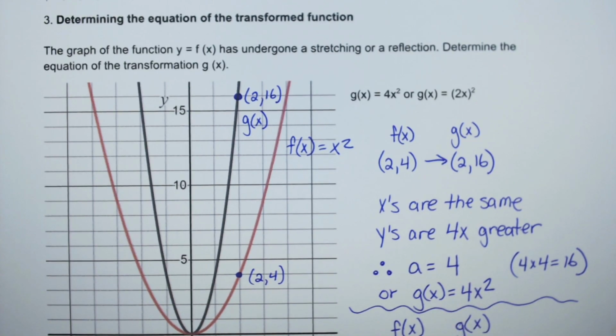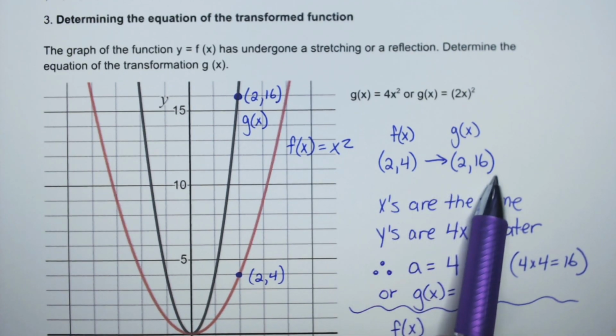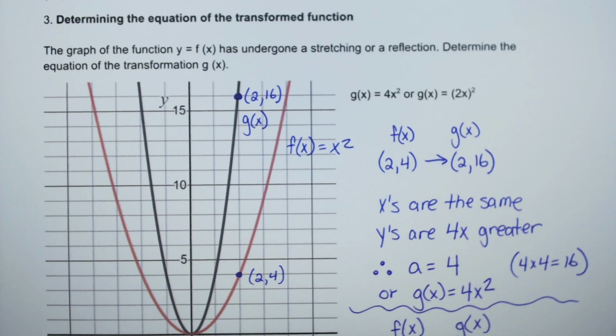Because if you remember from the start of the video, when we have our a value, all we're doing is just multiplying by that factor. So if you see here, it's 4 times bigger. You just have to think, what happened to the 4 to get 16? Well, I multiplied it by 4. That gives you your a value. And then you can just express it this way. g of x is equal to 4x squared.